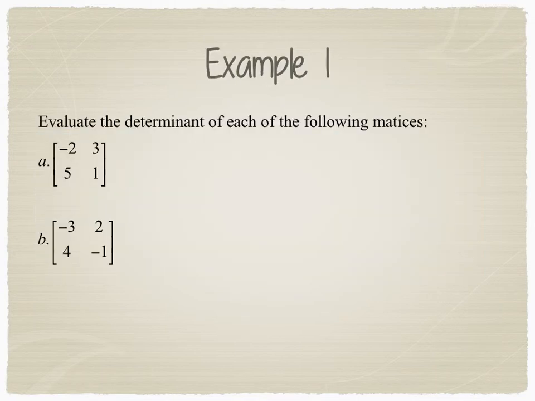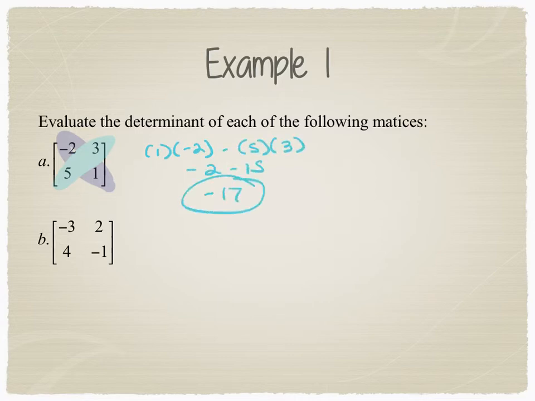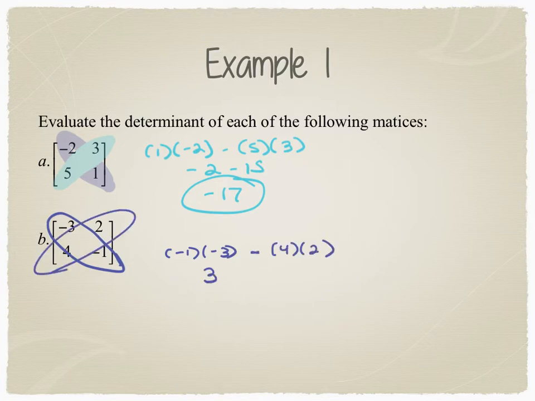So again, this is like that Jesus fish, right? So it says evaluate the determinant of each of the following matrices. We literally just multiply these two and then subtract from it the product of those. So 1 times -2 minus 5 times 3, and I get -2 minus 15, which is -17. Same thing for B, multiply these two first, so -1 times -3, minus, and multiply these two, 4 times 2, 3 minus 8, and I get -5.